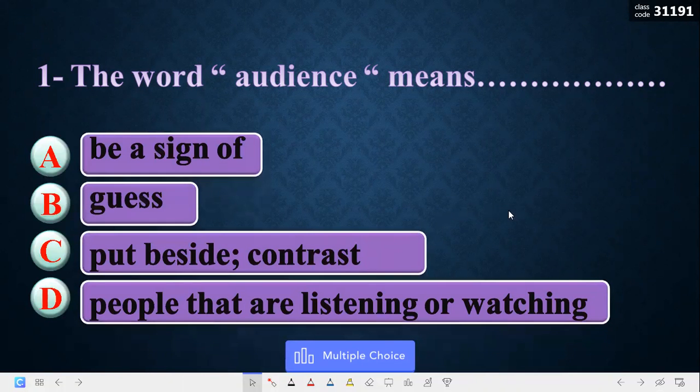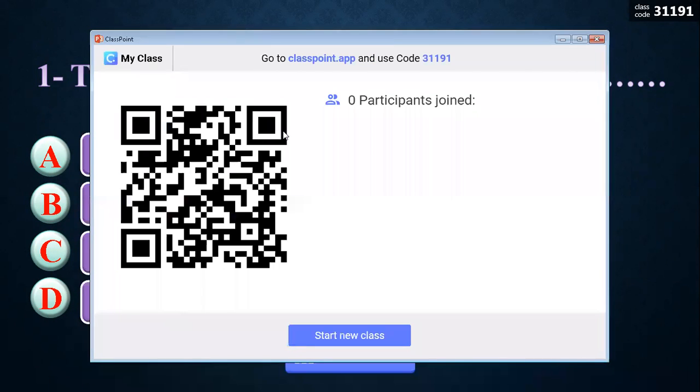Okay, my dear students, this is the first question about the lesson we took today. I want you to look carefully at this question, and I want you to look carefully at this code. I want you to use your mobile phone to enter this room.